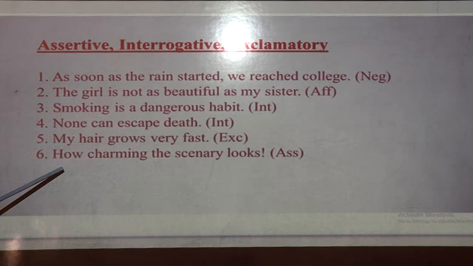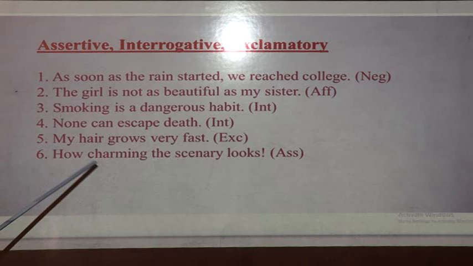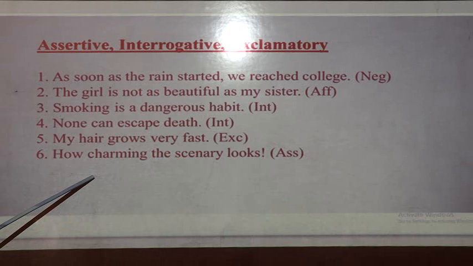Number six, how charming the scenery looks. It is an exclamatory sentence. We'll have to make it an assertive one. First of all, we can use the subject. The scenery looks very charming. In this way, we have to change the given sentence according to the direction in the bracket. So these are the systems. I think all of you are acquainted with the system of changing sentence, and let us see what are the different rules of changing sentence.